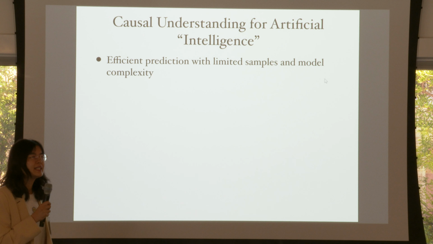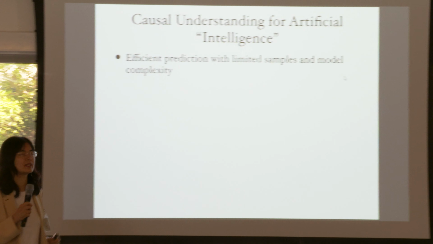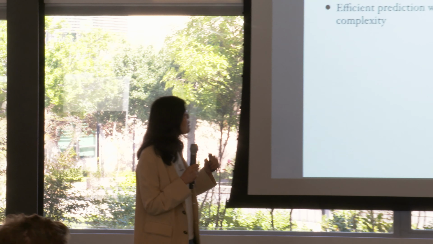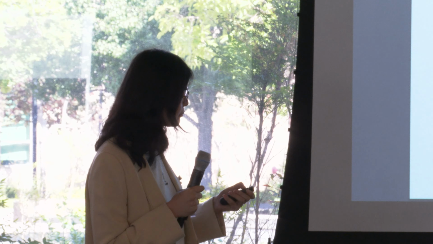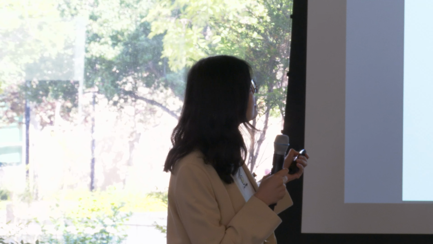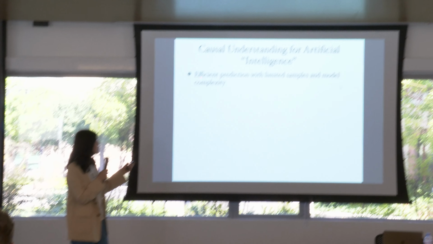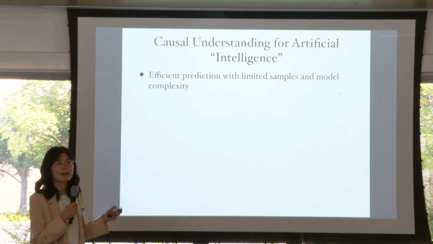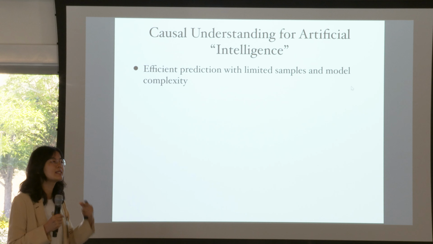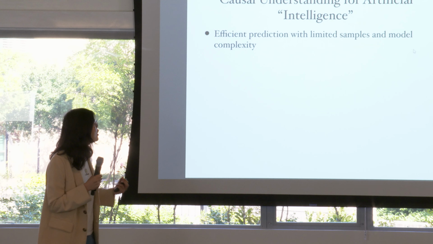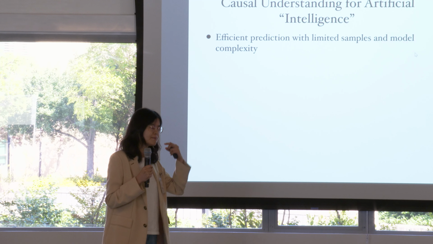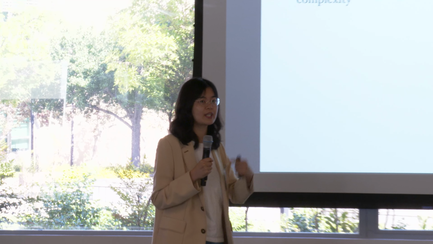So by learning the causal world, including the hidden causal world, we would like to further make use of causality to facilitate AI in various aspects. First, causal understanding can help us to achieve more efficient prediction with limited samples and sample complexity. This is because by knowing the causal structure relationships, we can know which factors are minimal sufficient for prediction. Then we can only use that subset of factors for prediction.